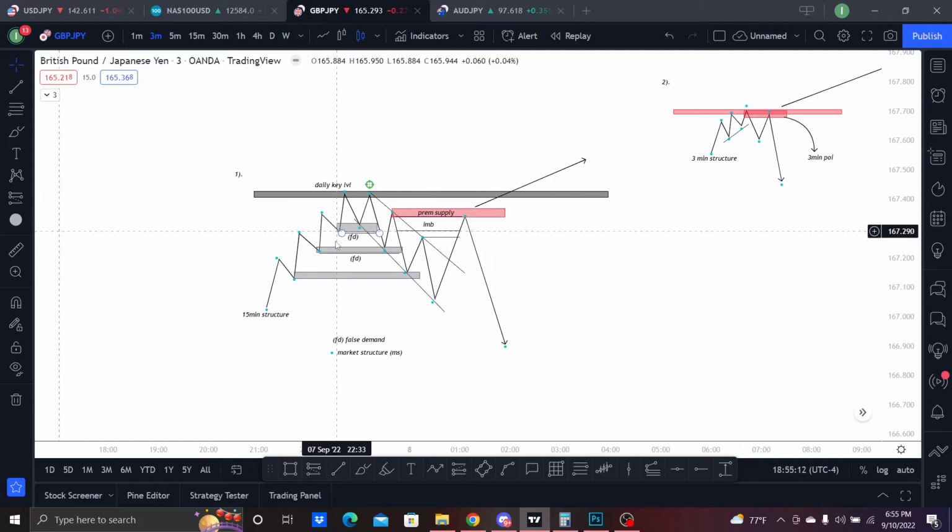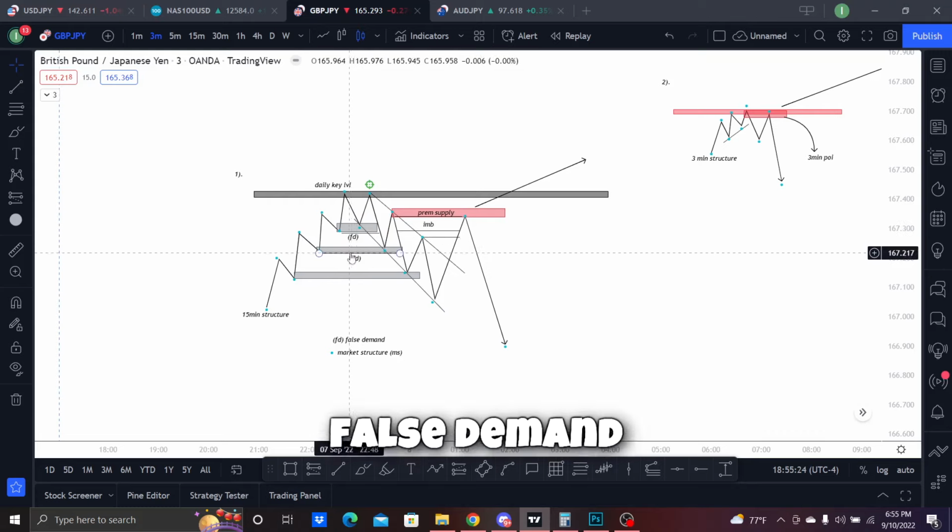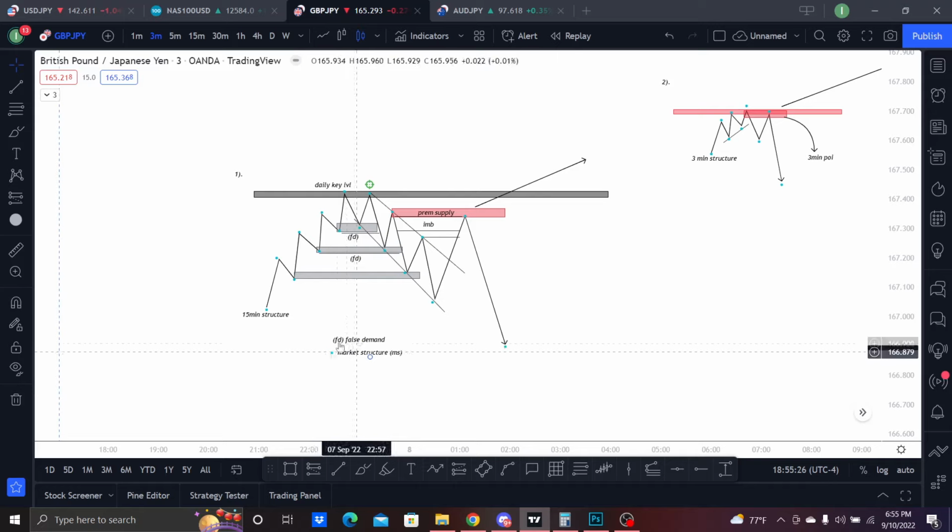So once we see price hit in this area, we come up, we fail to make another high, and then we end up breaking this low. So I just wrote FD down here, but FD stands for false demand, and I wrote it down here as well. I gave you guys like this mini legend, I guess. So these little blue dots represent structure.